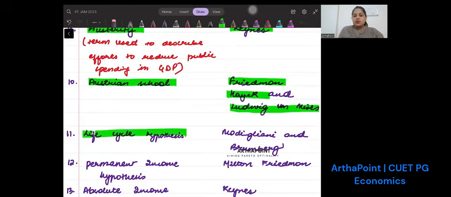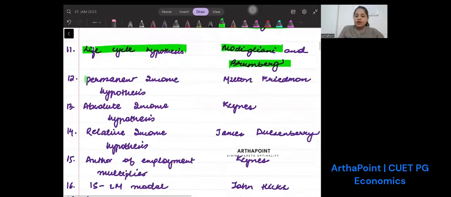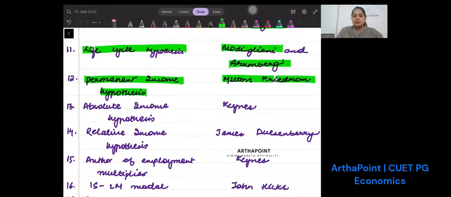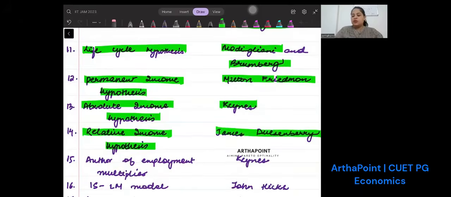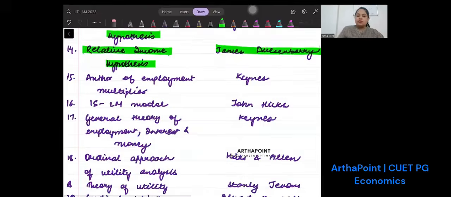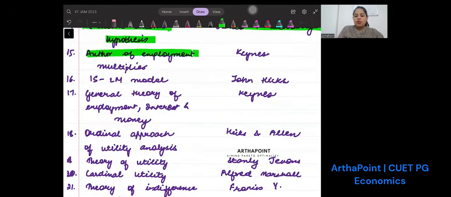Life cycle hypothesis. It was given by Modigliani and Brumberg. Permanent income hypothesis. It was given by Milton Friedman. Absolute income hypothesis. It was given by Keynes. Relative income hypothesis. It was given by James Duesenberry. Author of employment multiplier was Keynes.